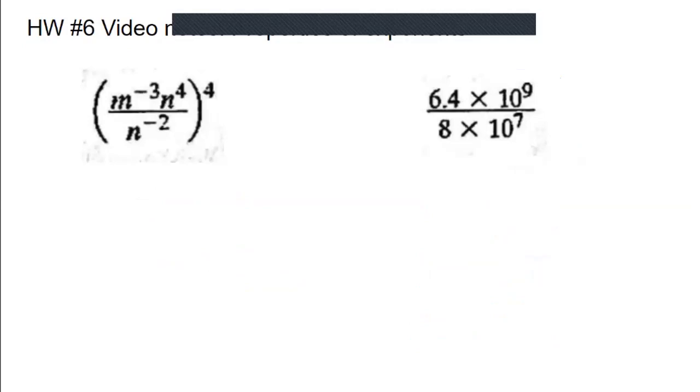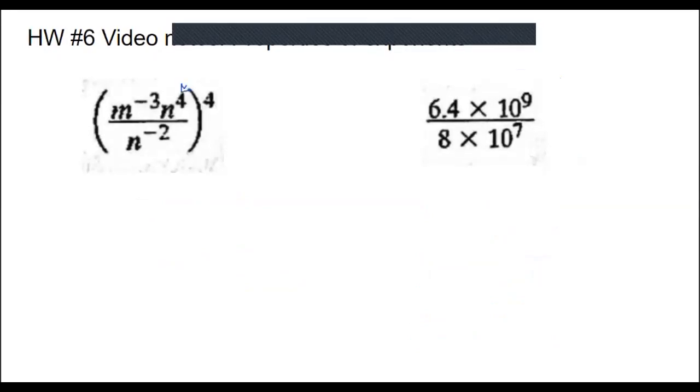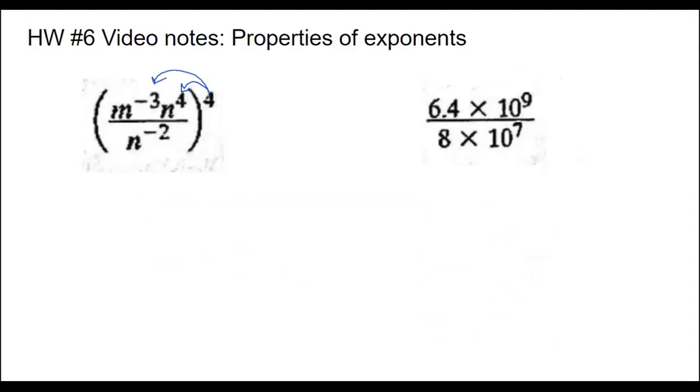All right, again, we've got that distributive-like property here. So it's very similar to the previous problem. It's going to go to all of those exponents as well. M to the negative 3 to the 4th power is negative 12th. N to the 4th power raised to the 4th power, 16th. All over N to the negative 2 to the 4th power is negative 8.